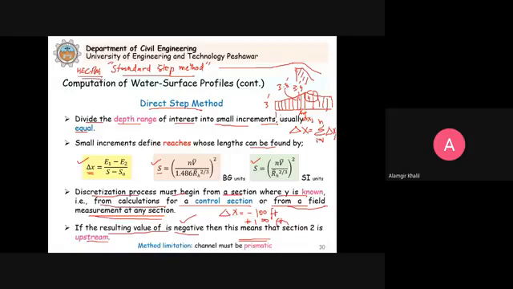So this is the computation of water surface profiles. There are many methods. We will just focus on the direct step method, and I will give you an introduction to the standard step method, how we compute the water surface profiles for gradually varied flow. In the next class, we will solve these problems that will help us understand more.